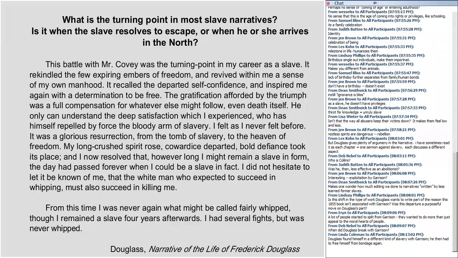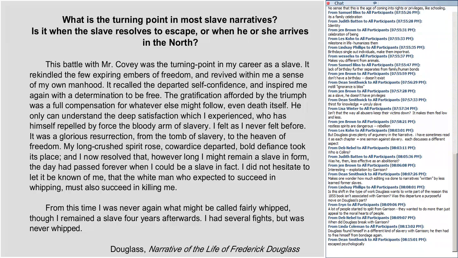So that's one kind of turning point. Even though Douglass hasn't escaped to the North, he won't escape for several more years after this, he still says this was "the turning point in my life," when he fought back against Colby and insisted, in effect, "I'm no longer a slave in fact, however much I might be a slave in form." Dean Smithwick points out that he's escaped psychologically, and I think that's a good way to put it. Quite true.